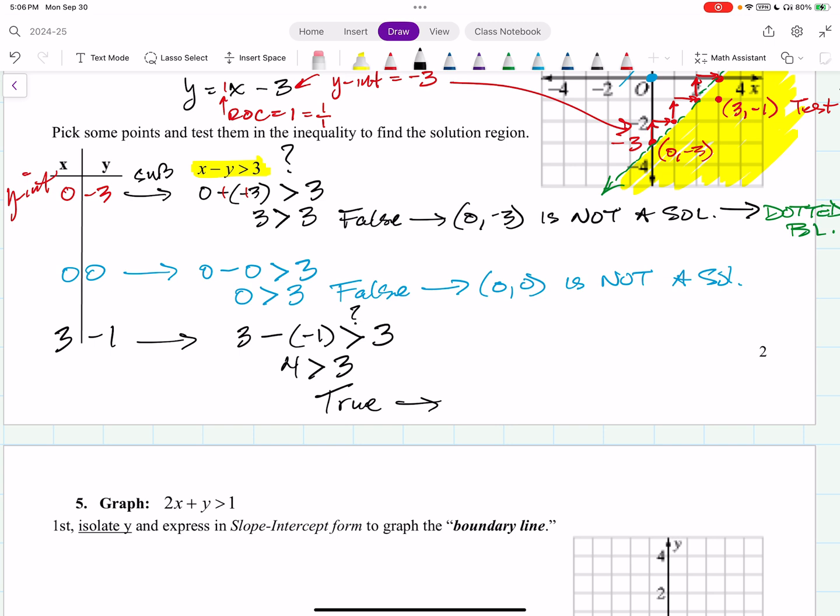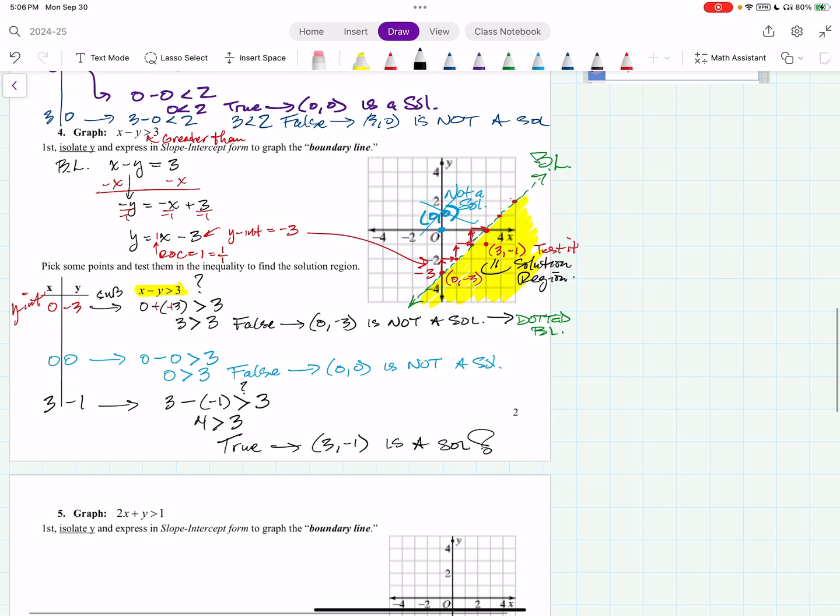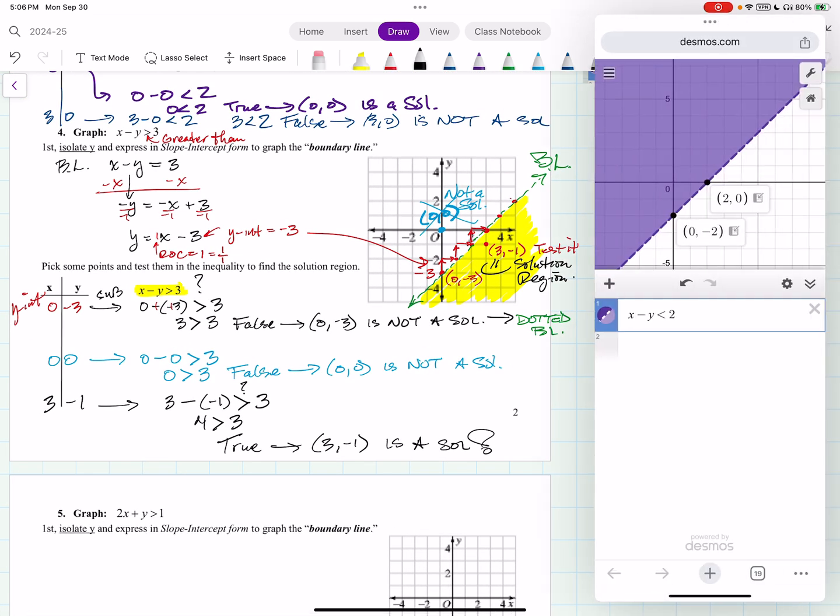And what that tells you is that your test point, which is 3, -1, is a solution. Okay, it is a solution. So if you go back to the graph, I'm going to give it a happy face here. This is the solution region. Okay, and I say solution region because there's an infinite number of points below the line. And you can't plot them all, so what do you do? You shade it. And then you do what every good student does, and that means you check your work.